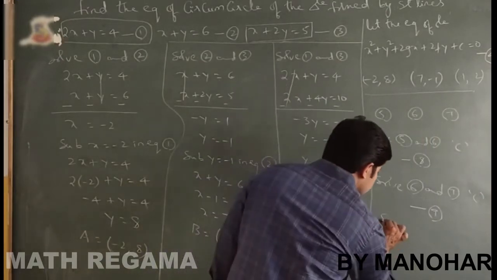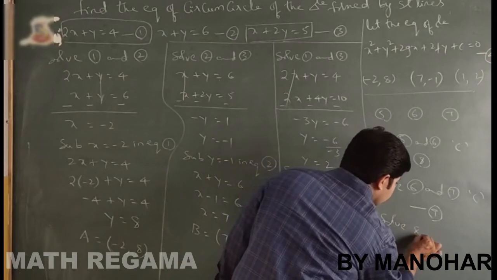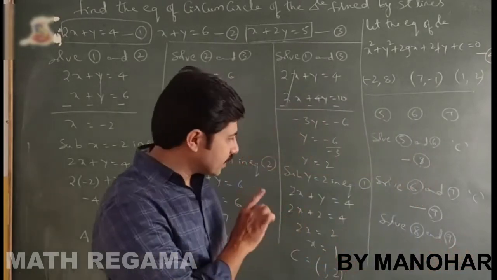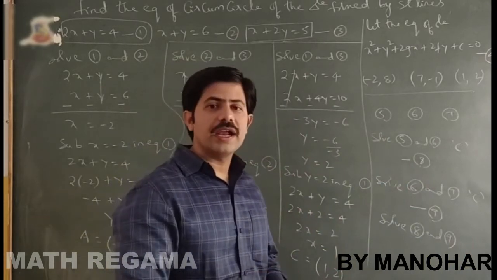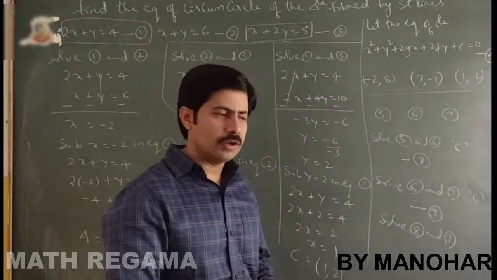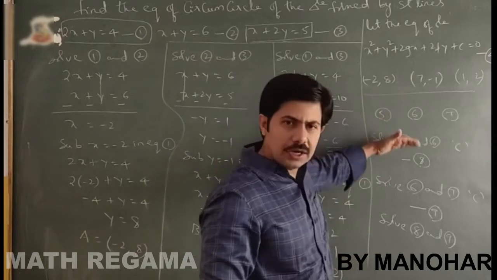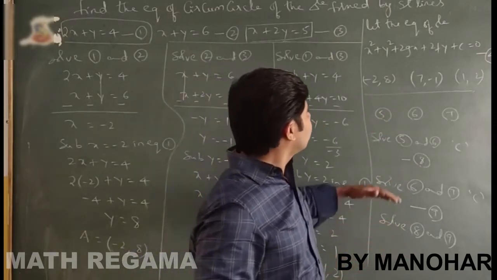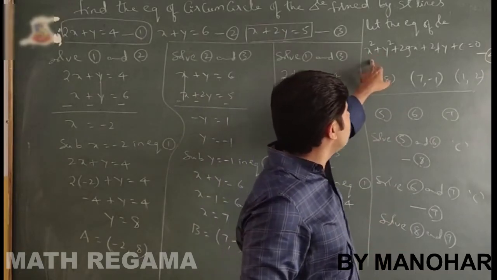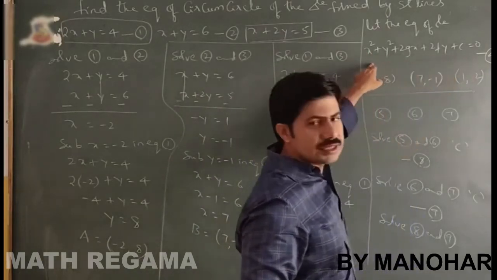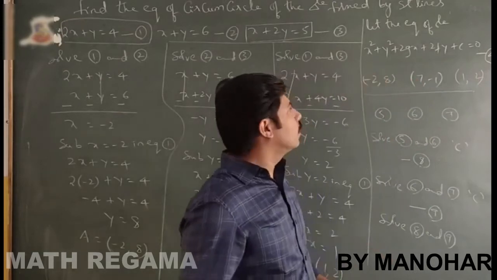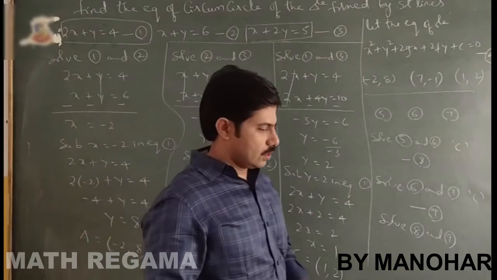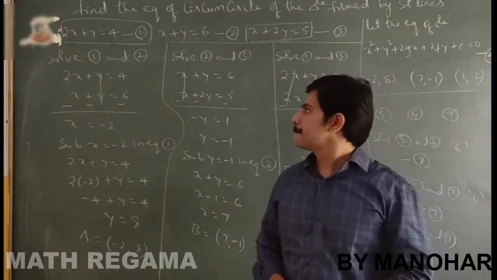Then solve 8 and 9. When you solve these, you will get the f value or g value. Then substitute back and continue. You will get all 3 values g, f and c. After getting g, f, c, substitute back in the equation of the circle. So you try this problem. This is completed.